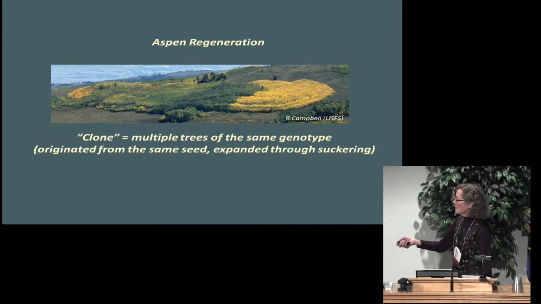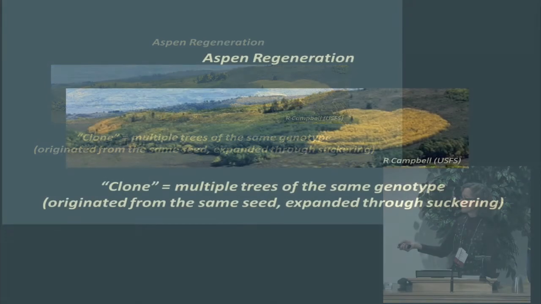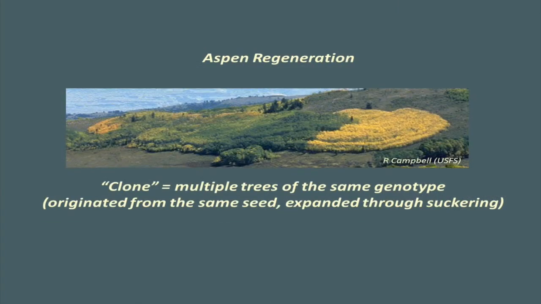So a clone here, I'm going to use that term instead of the word genet. By that, I mean multiple trees of the same genotype. They originated from the same seed, all those trees that are genetically essentially identical, and they expanded through suckering.